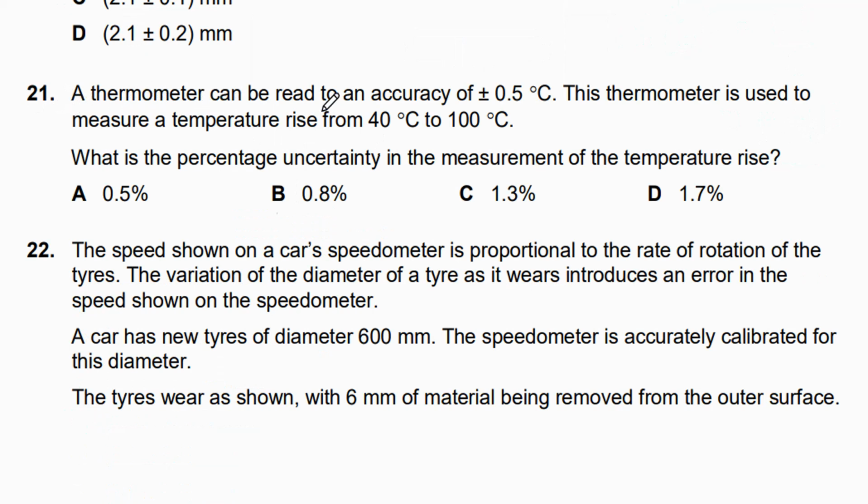A thermometer can be read to an accuracy of plus minus 0.5 degrees centigrade. This thermometer is used to measure a temperature rise from 40 degrees to 100 degrees centigrade. What is the percentage uncertainty in the measurement of the temperature rise?